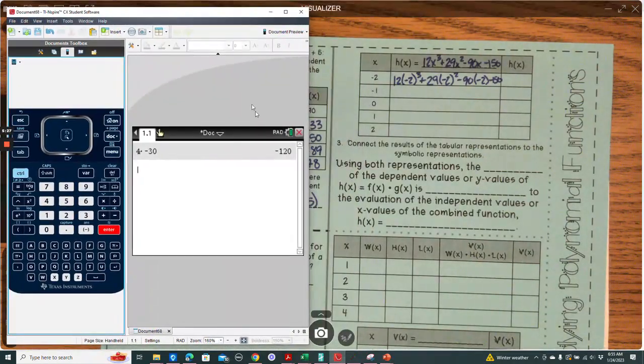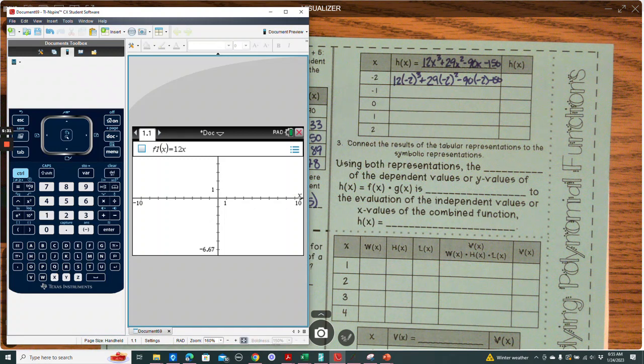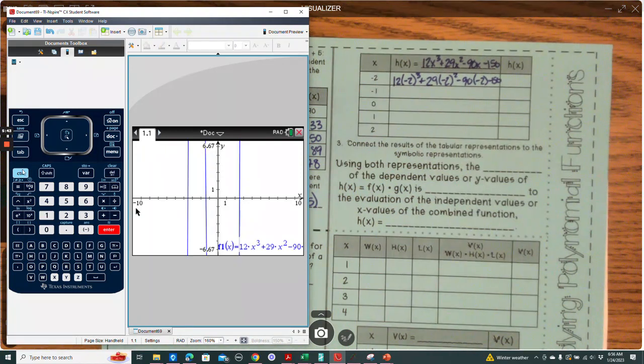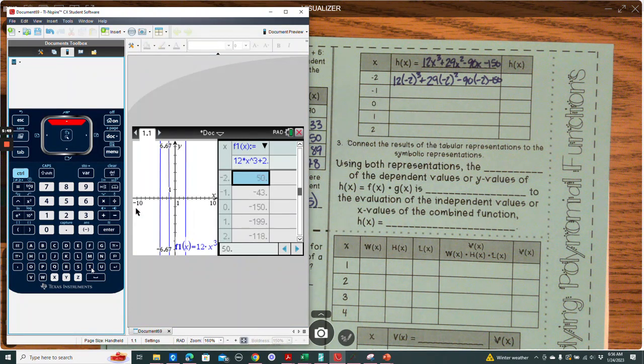Into my graph. So 12x cubed plus 29x squared minus 90x minus 150. And then I can pull up the table. Okay, so we're looking for -2.